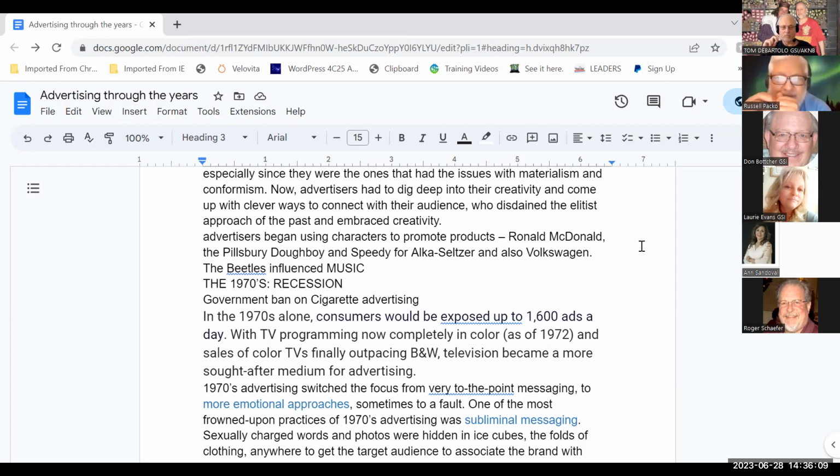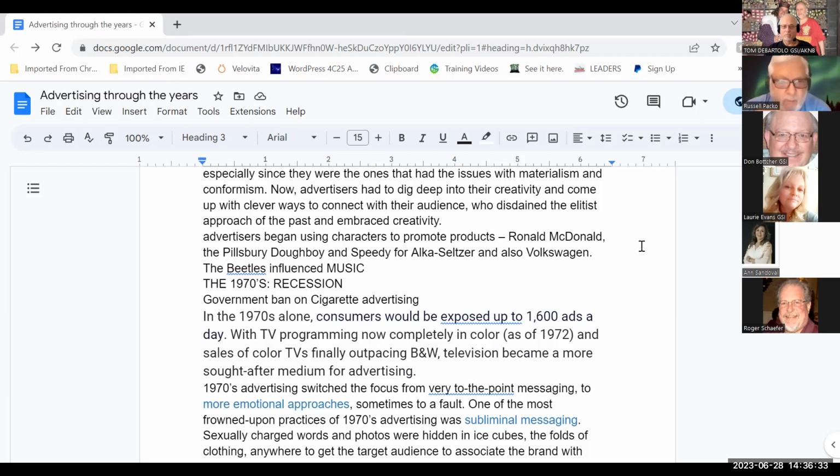Volkswagen, who were numerous on the road at that time, also used an ad that said, "Why have a lemon when you can have a plum?" Never saw those, but in the 60s, you could look out the door and every other car seemed to be a Volkswagen because they were cheap and easy. The Beatles influenced music. Okay.